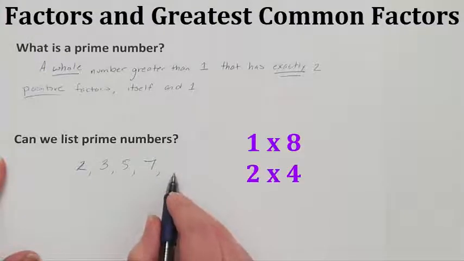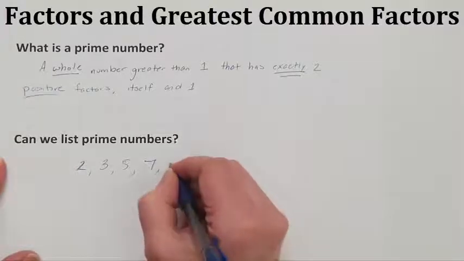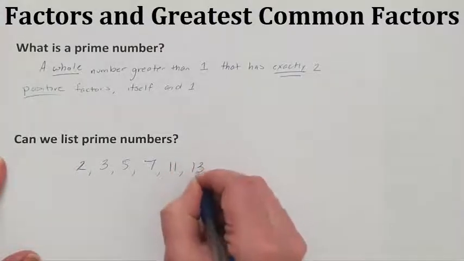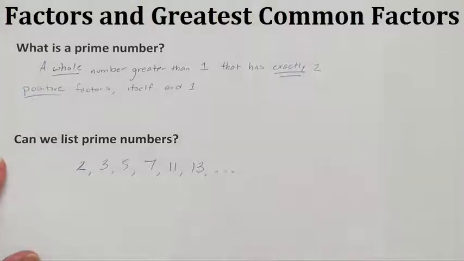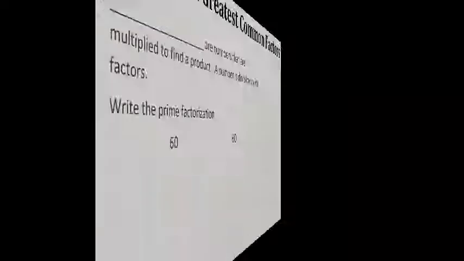8 is not prime, because I know 2 times 4 is 8, so that doesn't work. 9 is not prime, because I know 3 times 3 is 9. We've got 11, 13, and the list goes on. So these are the first few prime numbers that we should know.